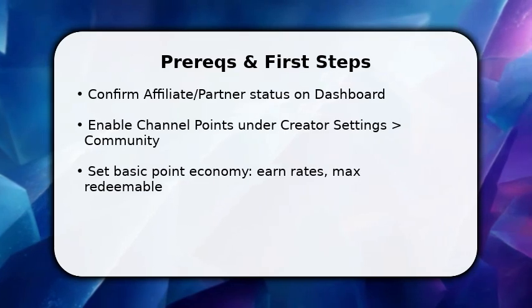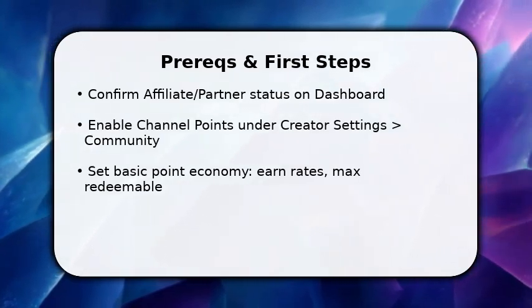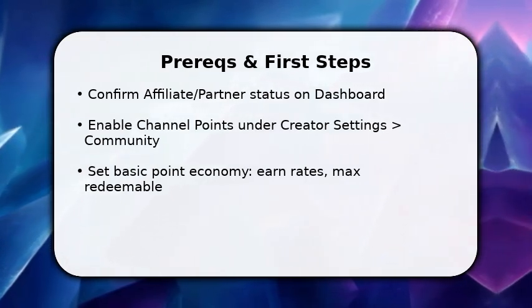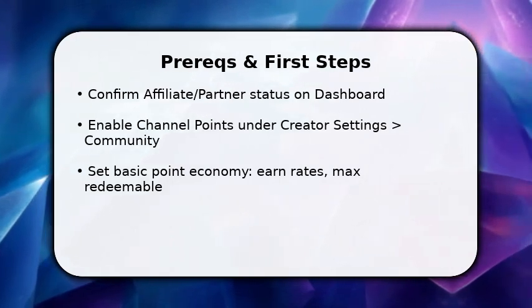You start by confirming you are an affiliate or partner because channel points require eligibility. This unlocks the reward system. Once confirmed, open Creator Dashboard and go to Community, then Channel Points to toggle them on.